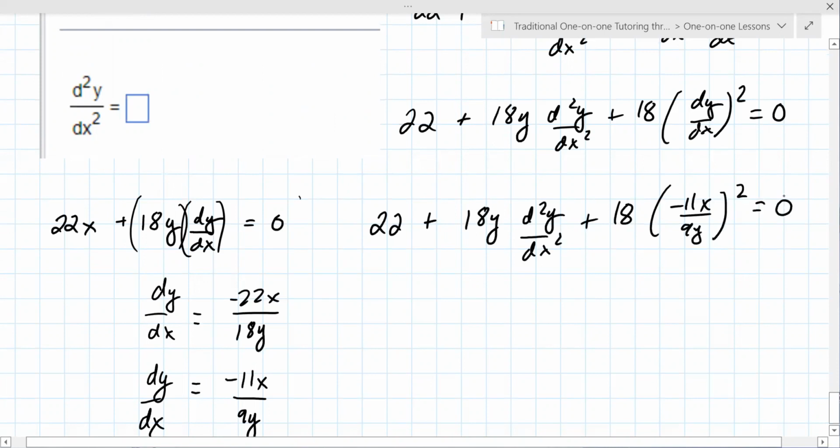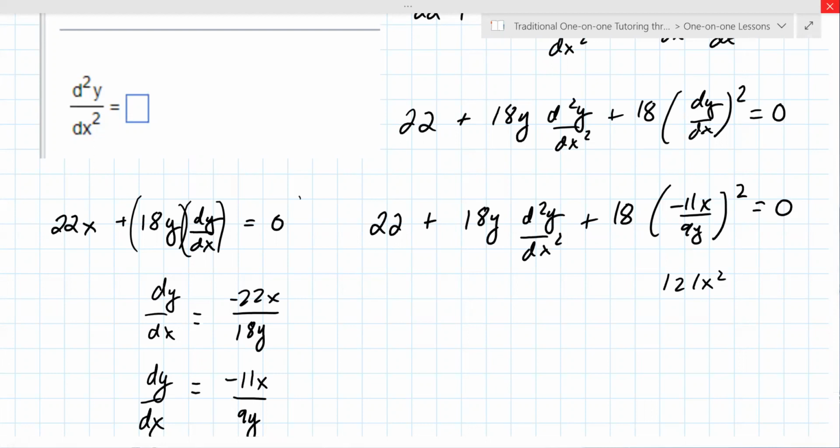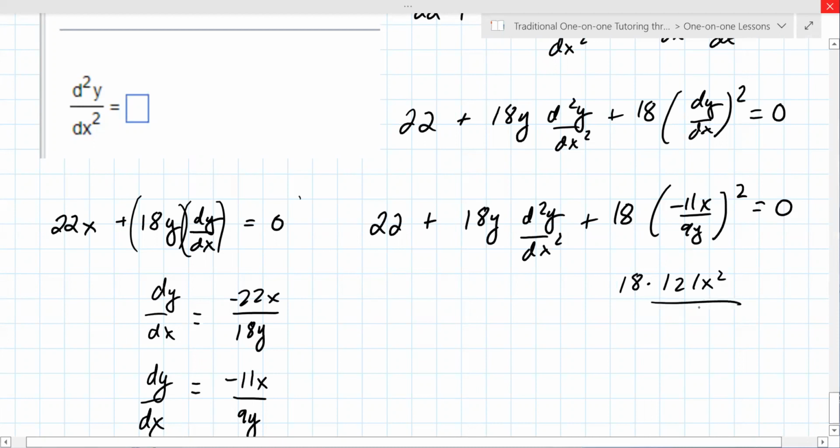There's no calculus at this point. At this point, it's all algebra, essentially. 121x squared. So 9 squared is 81, but you've got that 18 out in front that we should deal with. Why am I struggling with this? Let me go to the calculator to get that 18. Yeah, so that ends up being, well, we'll do that in a moment. 18 times 121x squared over 81y squared equals 0. 22 plus 18y d squared y over dx squared.